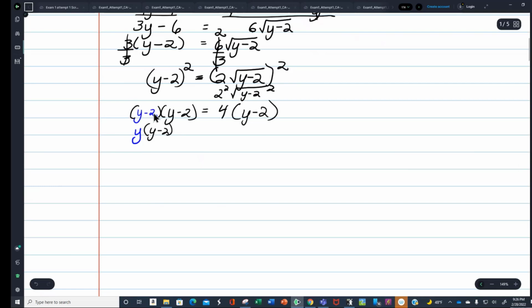And then the minus 2. And multiply that by y minus 2. Meanwhile, I'll distribute this 4. 4 times y and 4 times minus 2. And that will give us 4y minus 8.